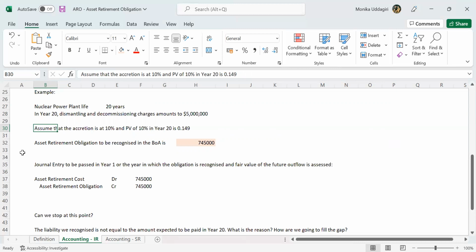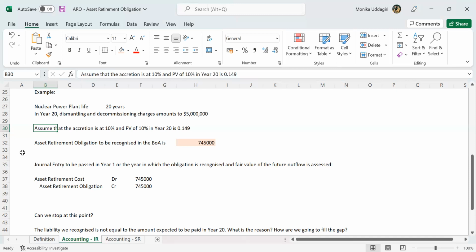So what we are going to do here is, you are saying that in year 20, you are going to incur $5 million. Do you think $5 million today is equivalent to $5 million in year 20? They are not just cardinal numbers, right? You should also think about the economy, the inflation in the economy, the decline in the dollar value over a period of time.